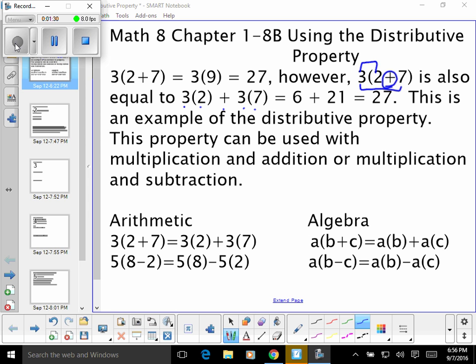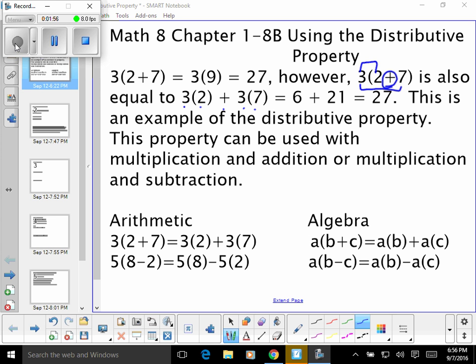Now the property can be used with multiplication and addition, or with multiplication and subtraction. It's one of the very few properties we have that can be used with subtraction. If you noticed the other day with the commutative property and associative property, all we did was addition and multiplication. This one has a subtraction to it.